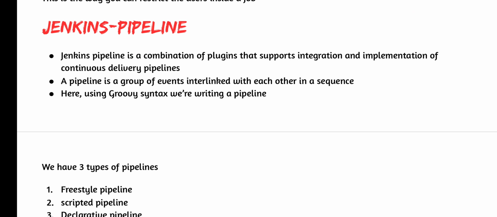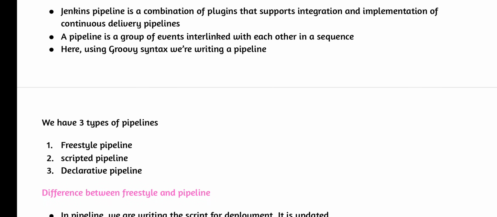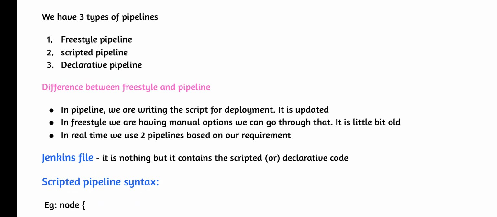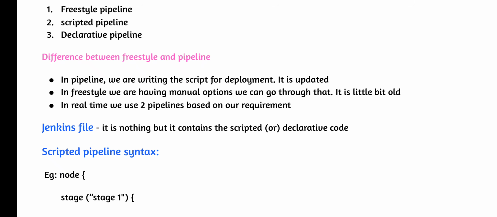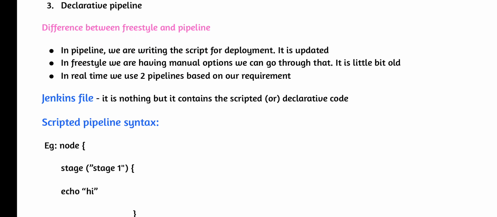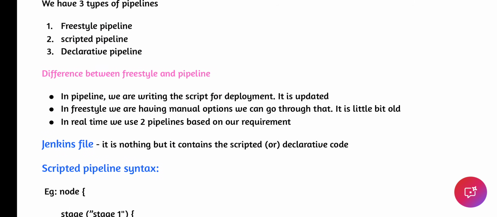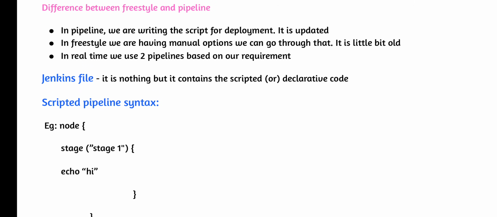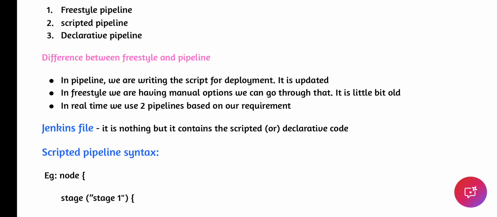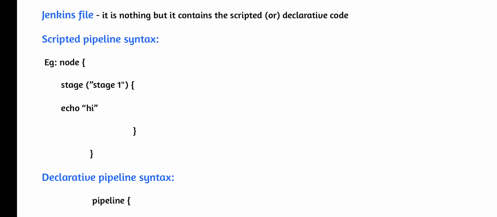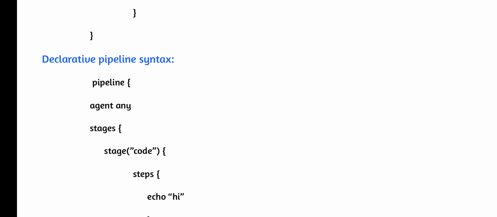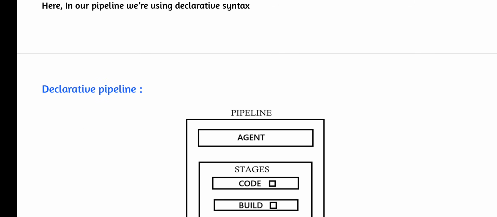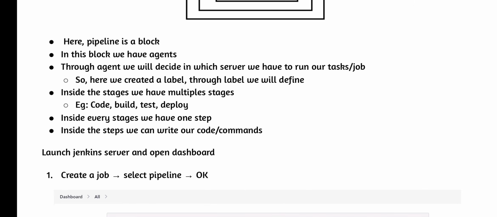In the next section, we have talked about the Jenkins pipeline and the types of pipeline. Freestyle pipeline, scripted pipeline, and declarative pipeline are the three different types of Jenkins pipeline. What's the difference between freestyle and pipeline jobs? And we have talked about the scripted pipeline syntax and declarative pipeline syntax, and the stages of declarative pipeline.